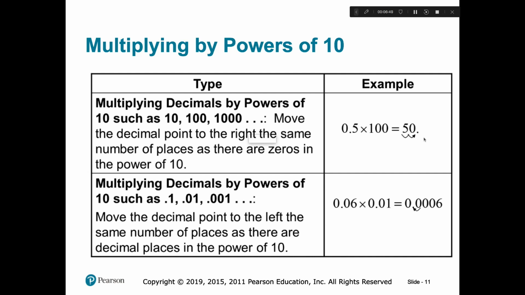When we are multiplying by powers of 10 that are smaller than 10, so we're talking about 0.1, 0.01, 0.001, that makes your number smaller, so instead of moving our decimal point to the right, we just move it to the left.